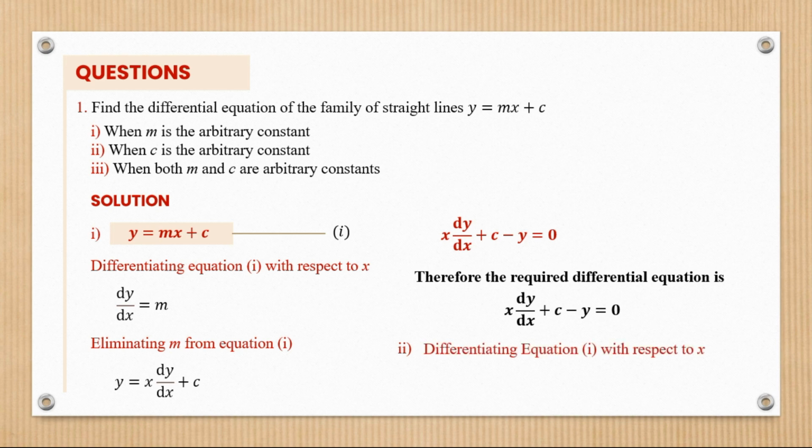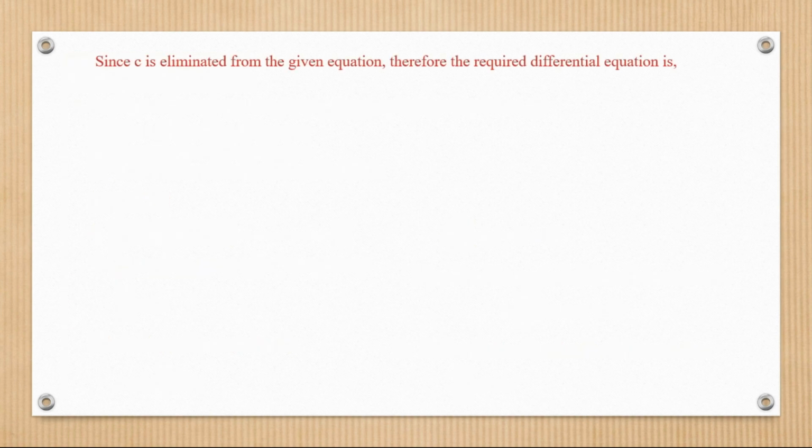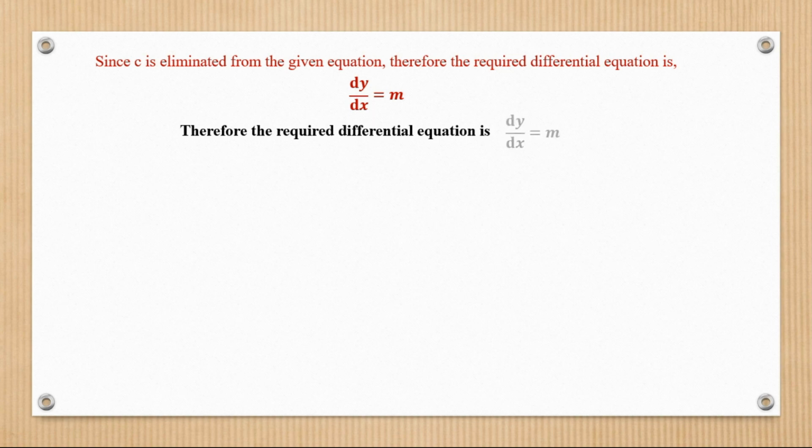Now if we differentiate equation 1 with respect to x, we can already see that we have dy/dx being equal to m. When we differentiate the first time, the value of the arbitrary constant c disappears. So that means we've already achieved what we want. Since c is eliminated from the given equation, the required differential equation is dy/dx is equal to m.